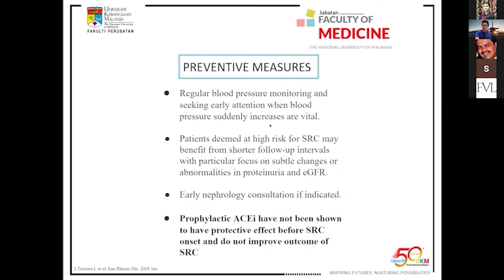And what are the preventive measures? Again, if you suspect the patient is having SRC based on the risk factors that I mentioned just now, then you can review them more closely. You can see them at a shorter interval. Instead of 3 to 4 months, you can see them every 1 or 2 months to monitor the BP, the proteinuria, and also the kidney function. And if you think it's necessary, you can refer to our friendly nephrologist. I'm very friendly, to be honest. So again, prophylactic ACE inhibitor actually shows no benefit and actually shows harm. Again, I will show you in a later slide.